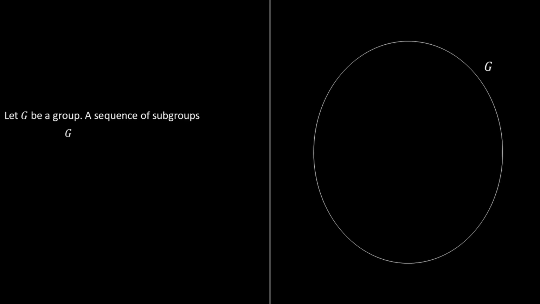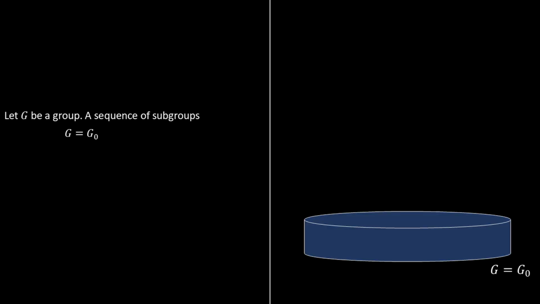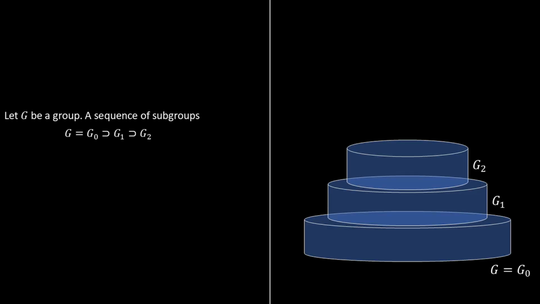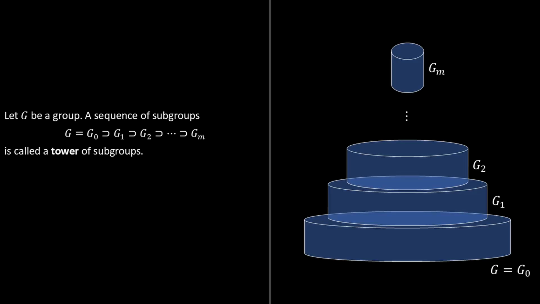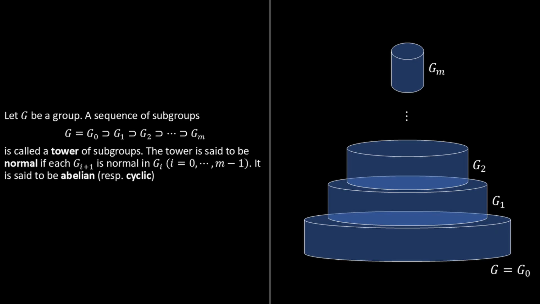Let's take a look at the definition of tower, normal tower, and abelian tower or cyclic tower. Let G be a group. A sequence of subgroups G equals G0 contains G1 contains G2 up to Gm is called a tower of subgroups. The tower is said to be normal if each G(i+1) is normal in Gi, where i equals 0 to m minus 1. This is said to be abelian or cyclic if it is normal, and if each factor group Gi mod G(i+1) is abelian or cyclic.